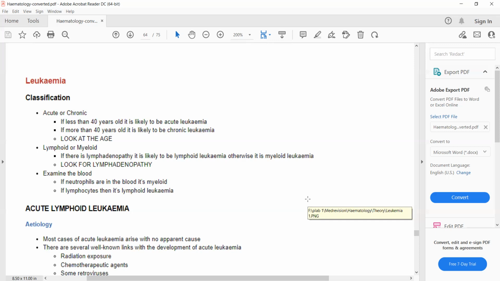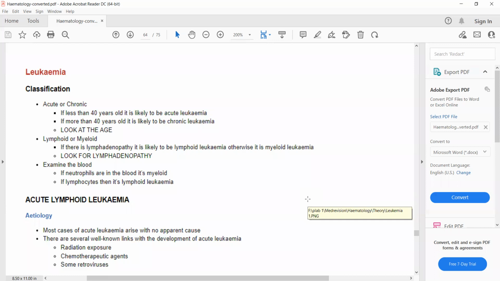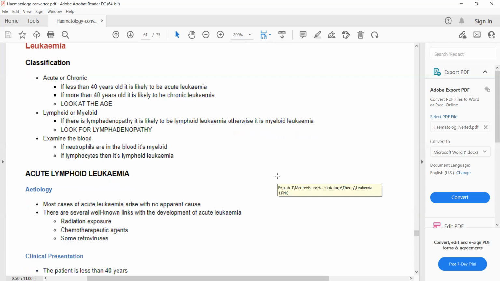And in the PLAB 1 exam, they usually ask you about the common things. So for the PLAB 1 exam, you can remember this point that if lymphadenopathy is present, then it's a lymphoid leukemia. And there will be some other hints given as well. But if other hints are not given and they have just given you lymphadenopathy and ask you about the most likely diagnosis, then the most likely diagnosis will be a lymphoid leukemia, because lymphadenopathy is more common in lymphoid leukemia.